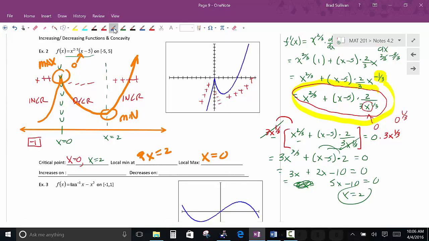Then you can name your increasing and decreasing intervals. So this thing is going to increase in 2 places, the 2 things that are highlighted. So we write that as negative infinity to 0, union 2 to infinity. And then we say the function decreases from 0 to 2. Okay? So even though that's a cusp, it's still a local max? Yes, cusps can be local maxes or mins.